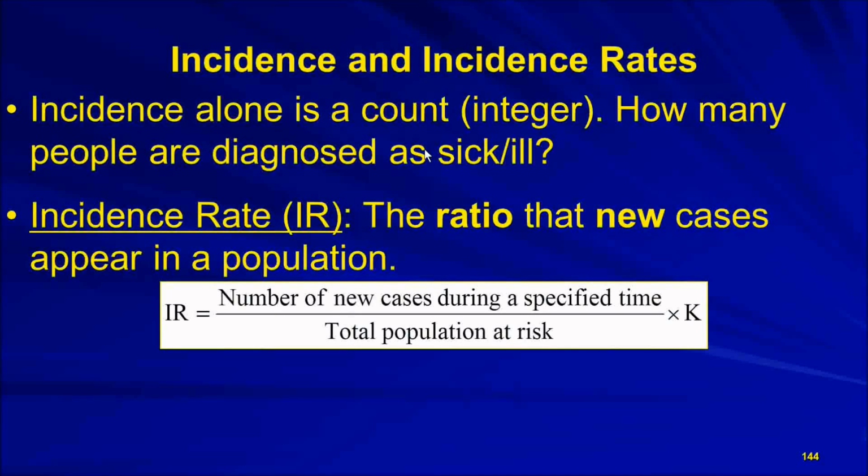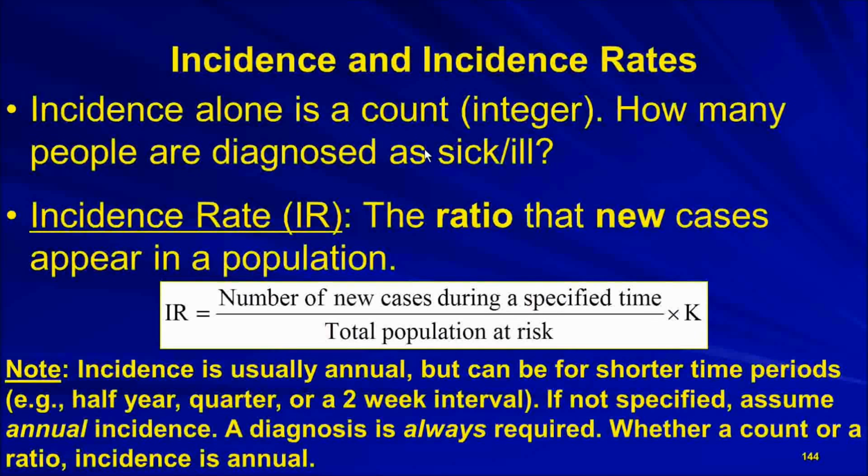So our formula for incidence has to do with the number of new cases during a specified time period and the total population at risk. And we said that could be a unique group. We said it could be the U.S. population, or we said it could be the world population, times a k to the nth. But in all cases, incidence, whether it's incidence alone or incidence rate, requires a diagnosis.